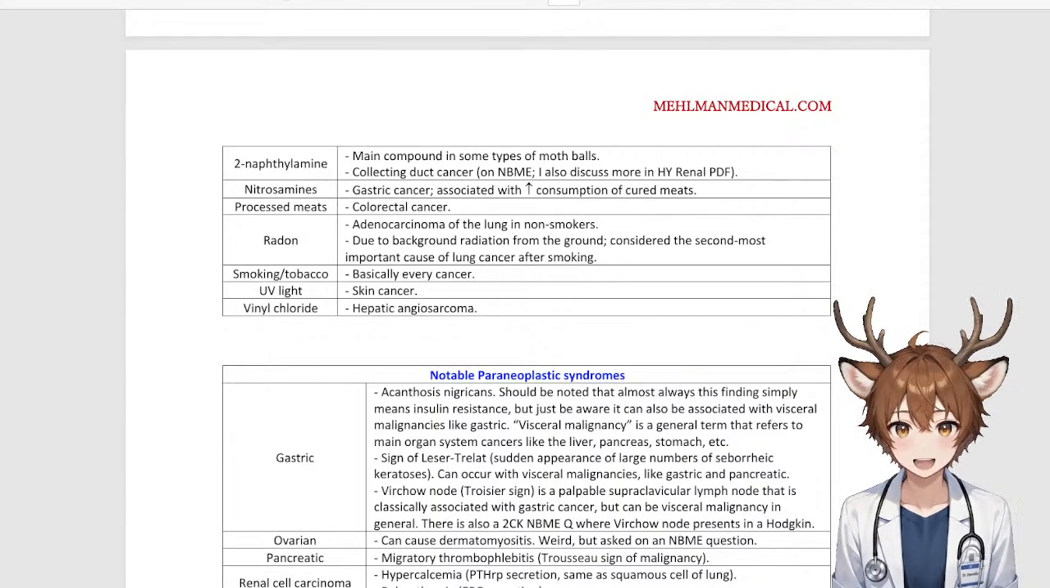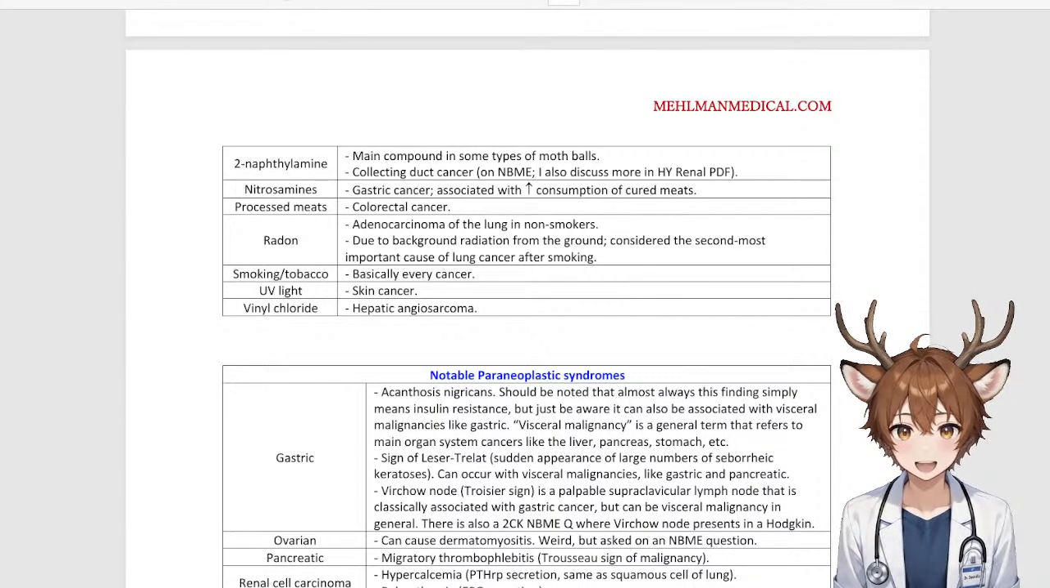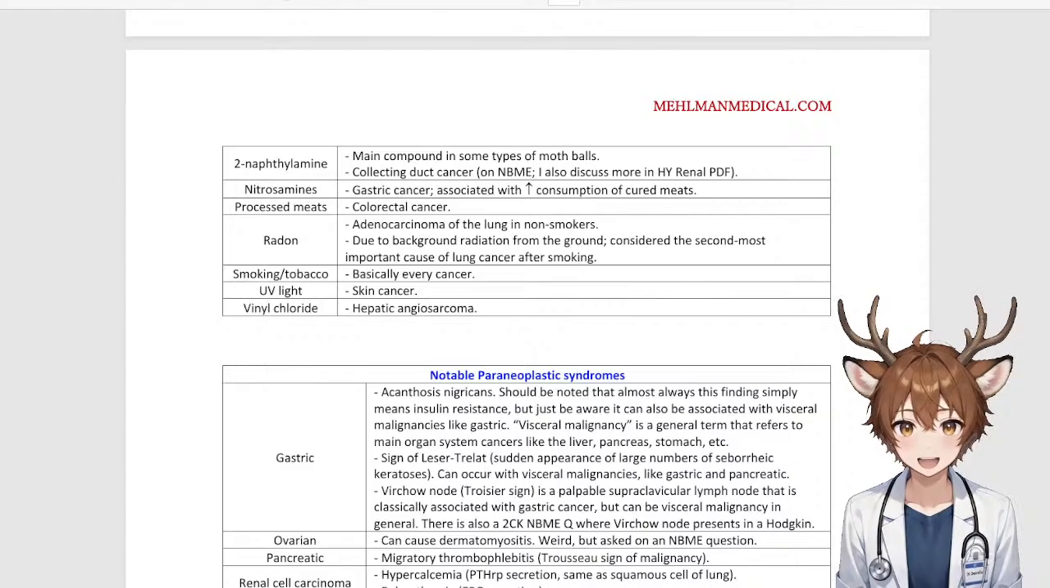Wait. Radon causes the second most important cause of lung cancer after smoking? Are you serious? Okay.